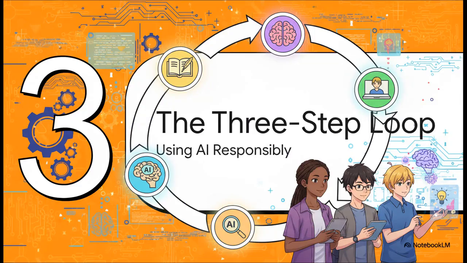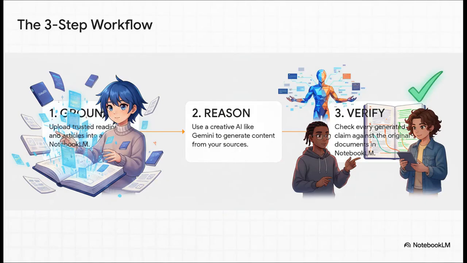Okay, that sounds great in theory, but how does it actually work in practice? It all boils down to a simple, repeatable, three-step loop. This is the key to using AI responsibly, and it's something anyone can do. Let's break it down. Here is that loop in action.